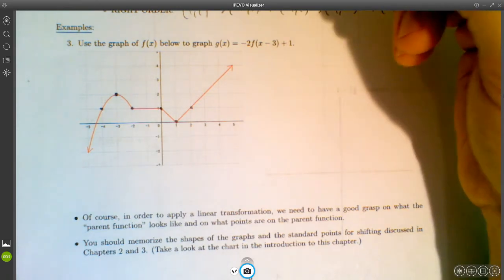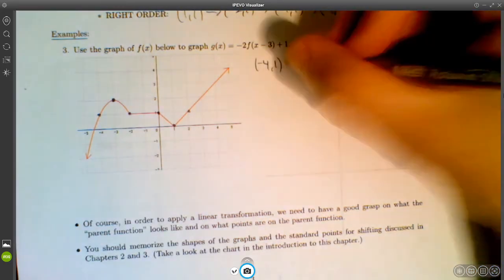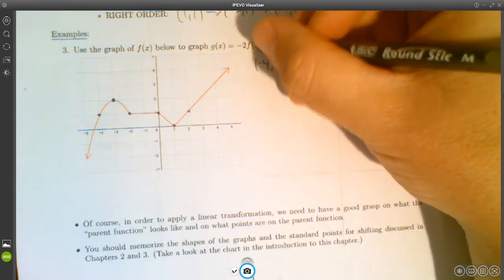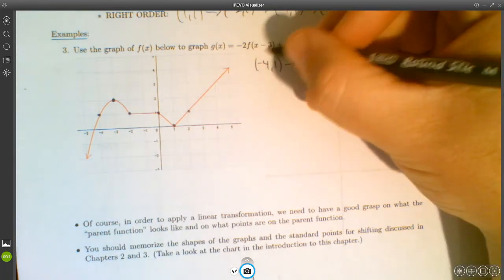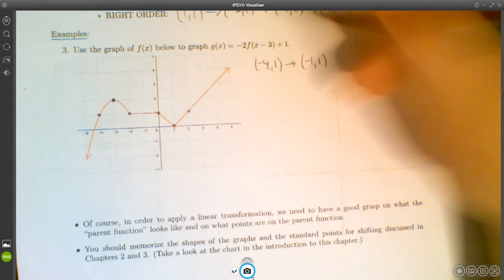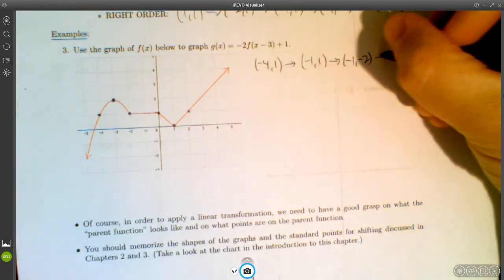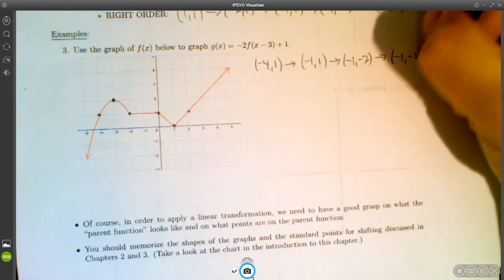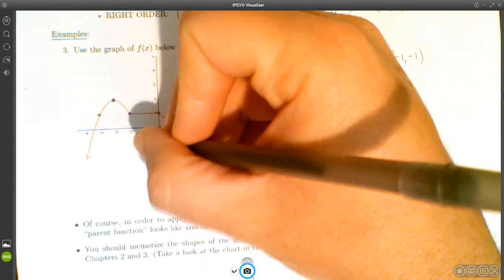So let's see. Starting at the left, this is the point -4, 1. Where's -4, 1 going to end up? Well, I'm going to add 3 to the x-coordinate, and that's all the transformations being applied to the x-coordinate. To the y-coordinate, I'm going to multiply by -2, and then I'm going to add 1. So -4, 1 ends up at -1, -1.